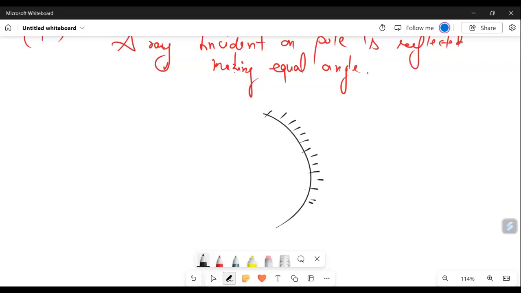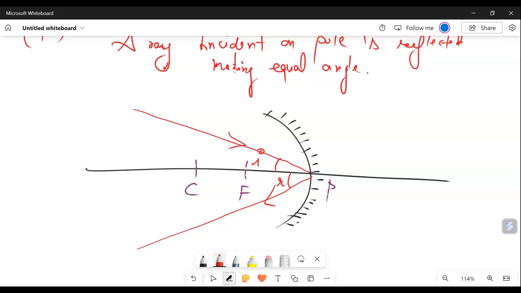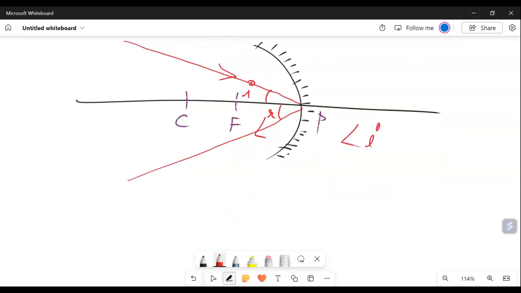This is your concave mirror and this is your principal axis. First mention this is pole, the other one is F, the other one is C. This distance is called focal length, small f, and this distance is called radius of curvature. It is double. Now what we need to do: the ray strikes here on the pole, so it goes like that. The arrow shows the direction. This is angle I, this is angle R, and angle I should be equal to angle R. That's the fourth rule. I hope you understand that.